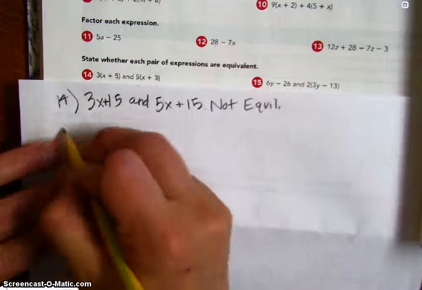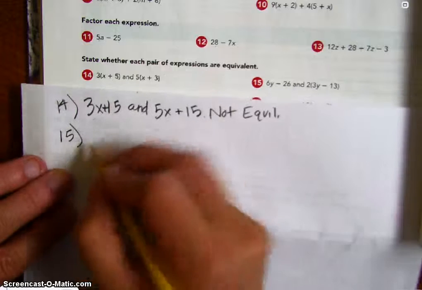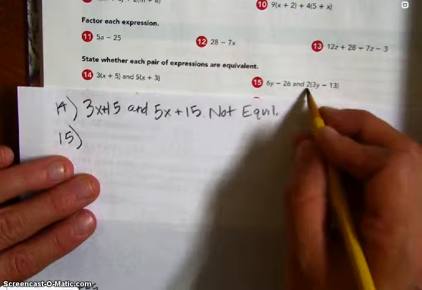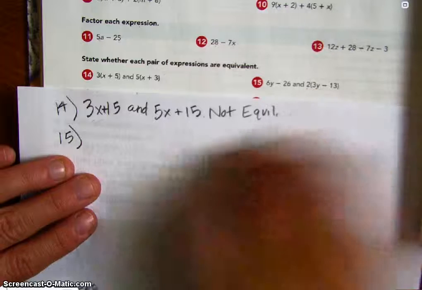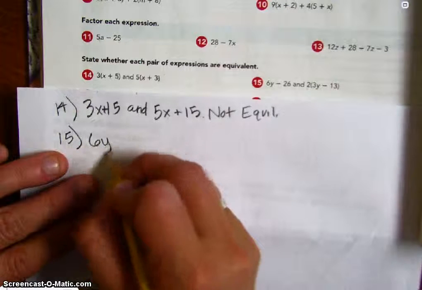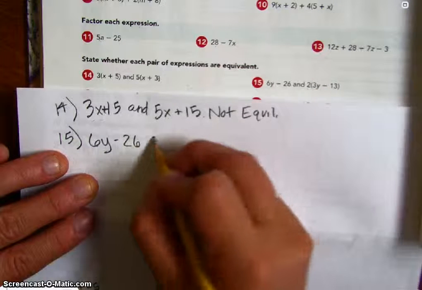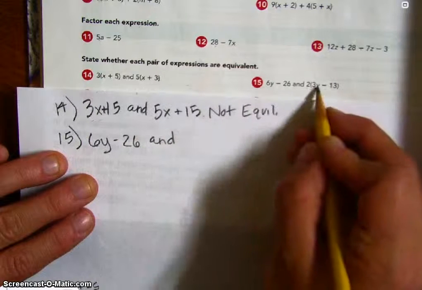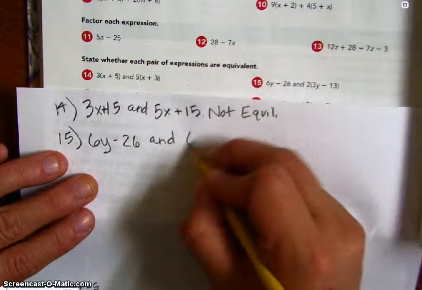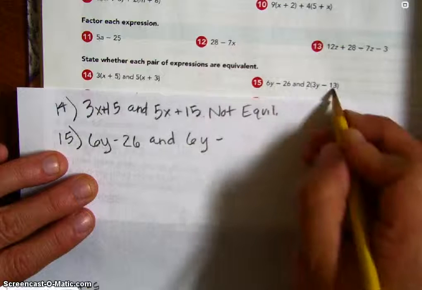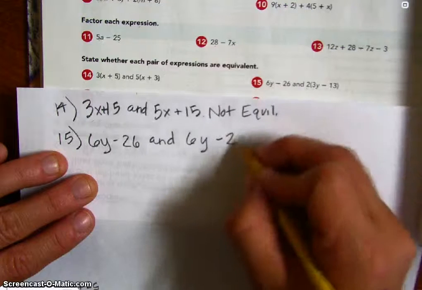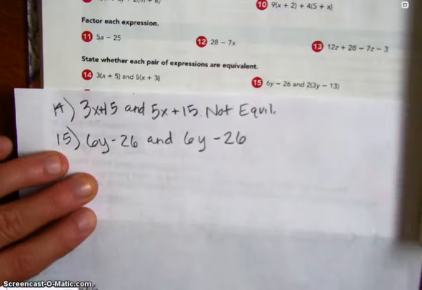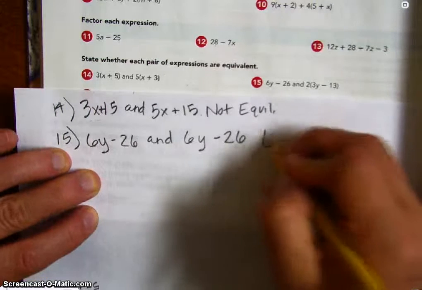Number 15. 6y take away 26 and 2 times 3y minus 13. So 6y take away 26 and 2 times 3y is going to be 6y, and 2 times 13 is 26. Those are equivalent expressions. They work out to the same. So they are equivalent.